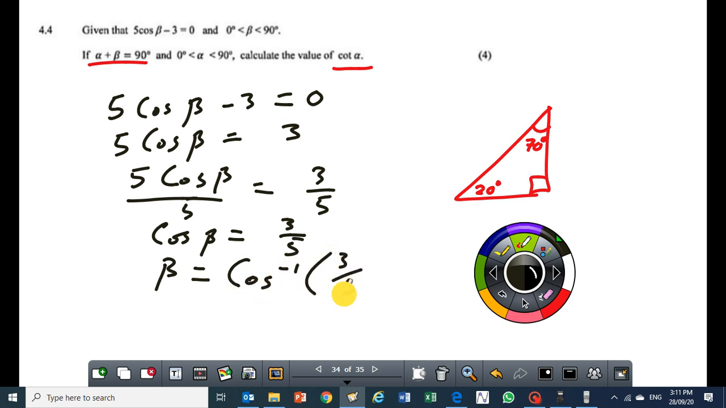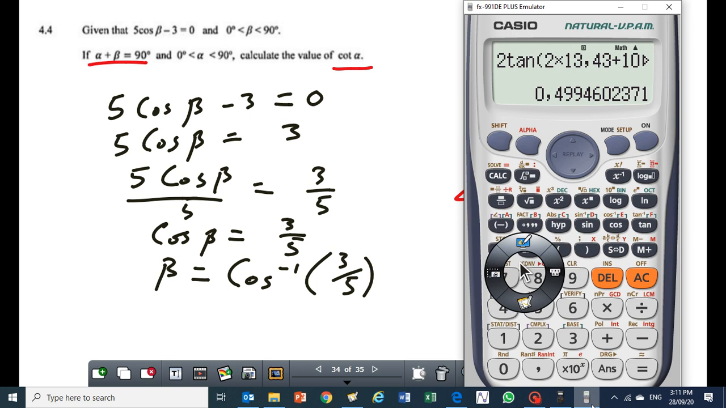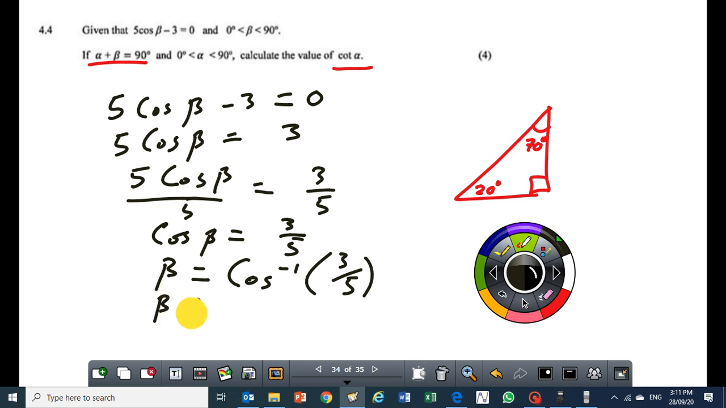Then we go to our calculator, you press shift, then cos, fraction option, 3 over 5, and then you get your answer. That answer is the value of beta. Now I suggest that you should not round it off. So beta is going to be 53,13, so beta is going to be 53,13 and so on.